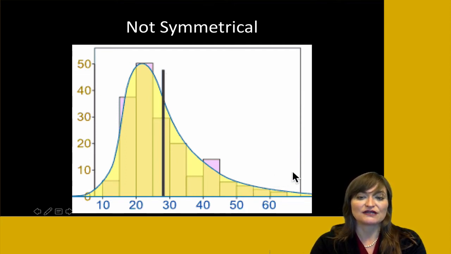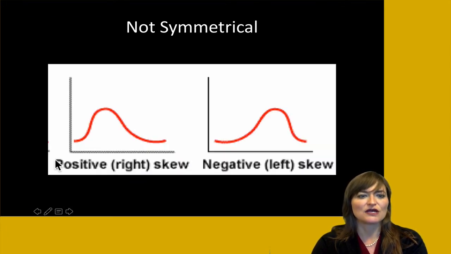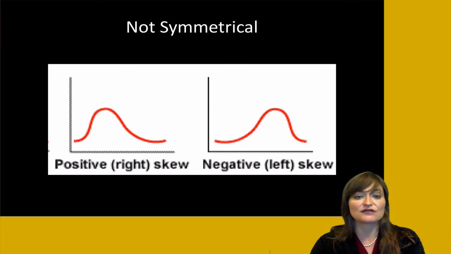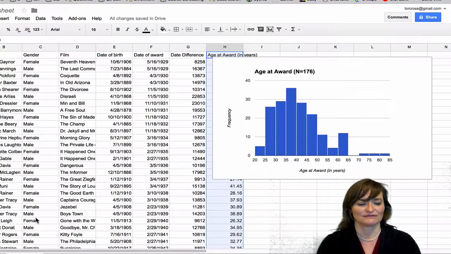If this was flipped over and the tail was out here towards the lower numbers, we would call it a negative skew. Oh, look, I've got a picture of those. So here is an asymmetrical distribution with the outliers towards the positive and an asymmetrical distribution with the outliers towards the negative. So when you're asking yourself if the distribution is symmetrical, it either looks left-right symmetrical or it has a positive skew or a negative skew.